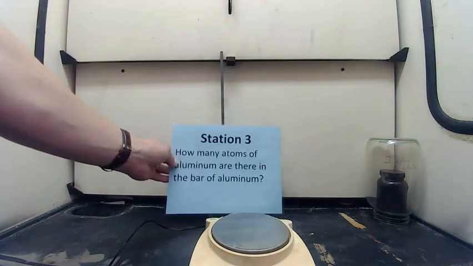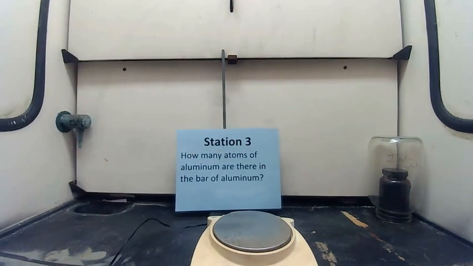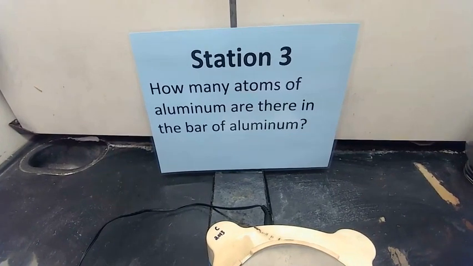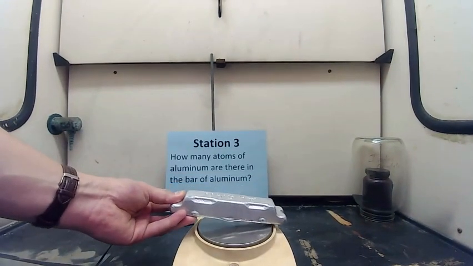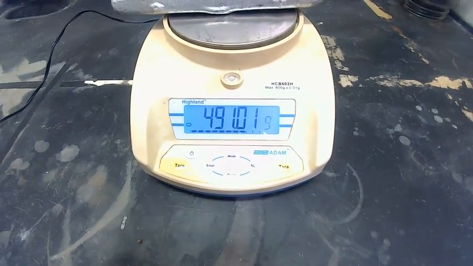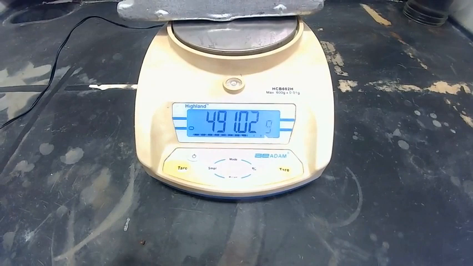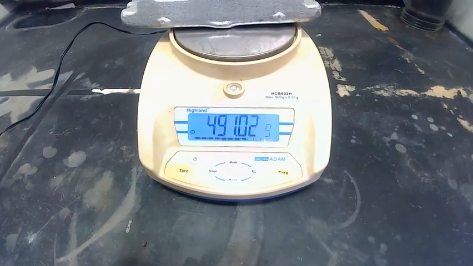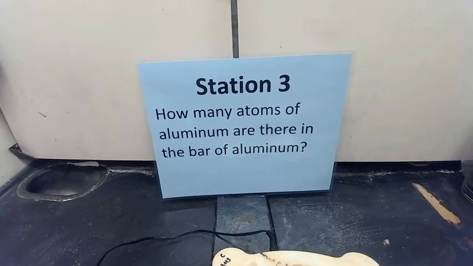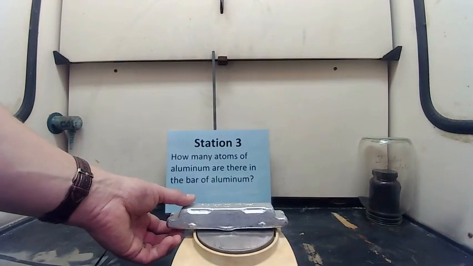The second problem is, how many atoms of aluminum are there in this bar of aluminum? So again, how many atoms of aluminum are in this bar of aluminum? So the piece of data that I need here is I need to put this bar of aluminum on here, and here I get a mass of 491.02 grams. So 491.02 grams of aluminum, and it wants to know how many atoms of aluminum are in this bar of aluminum. So pause the video and solve this problem.